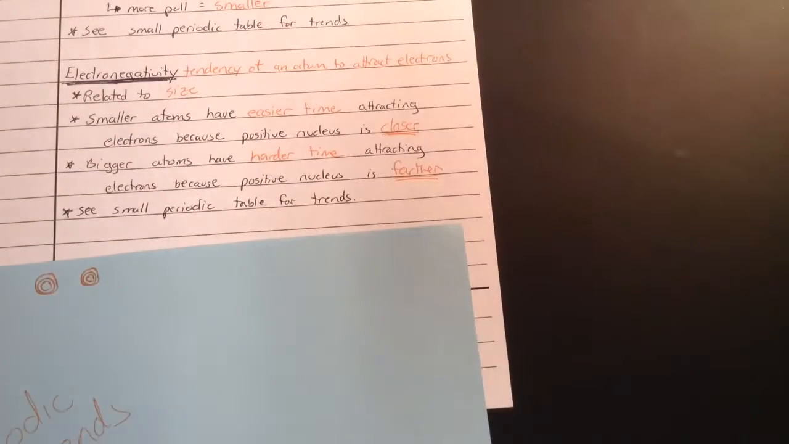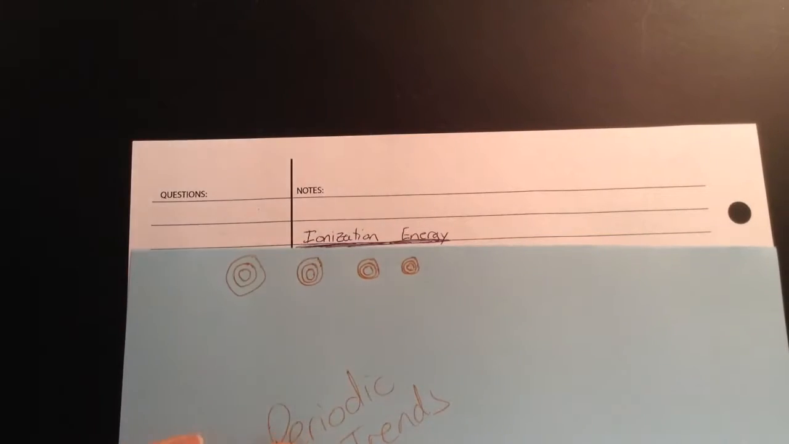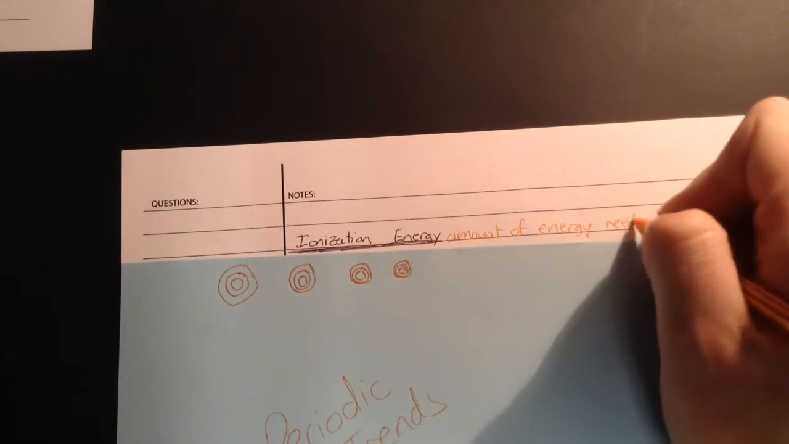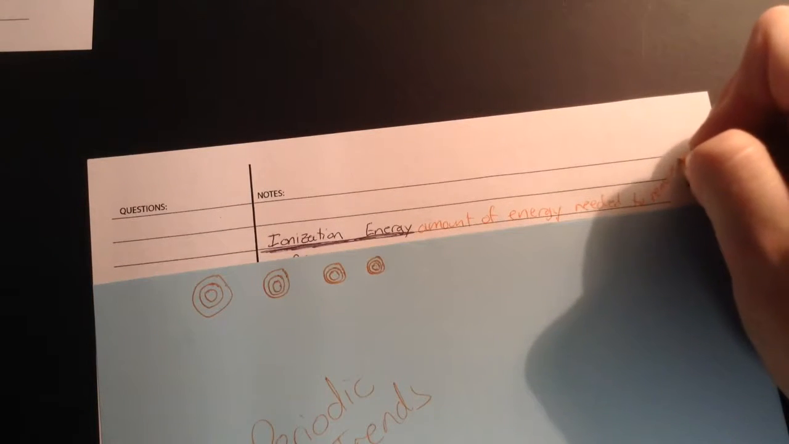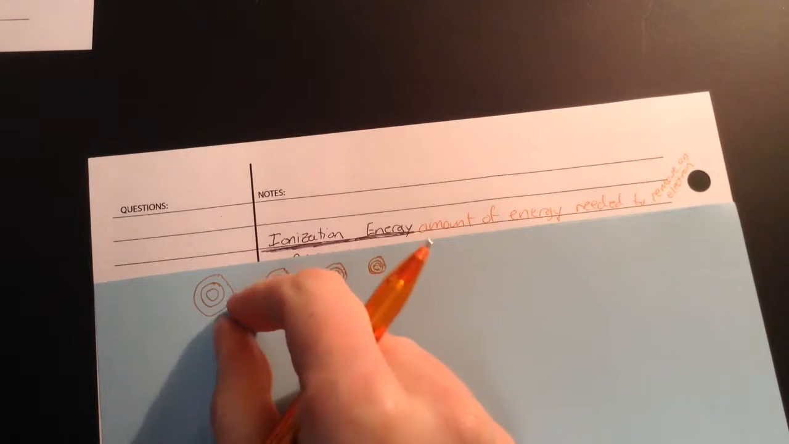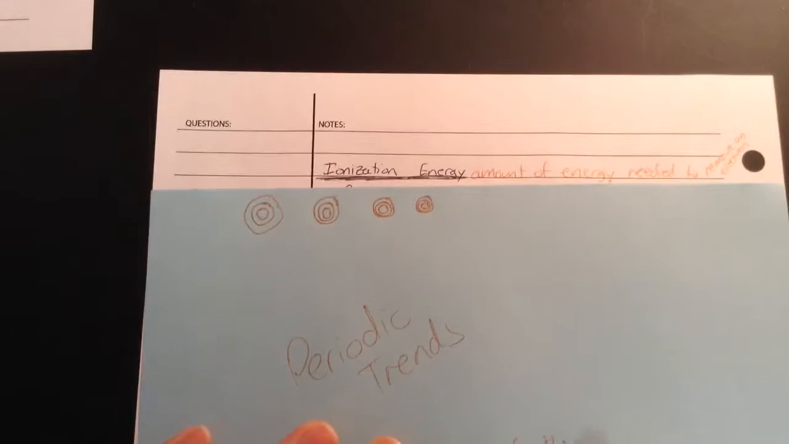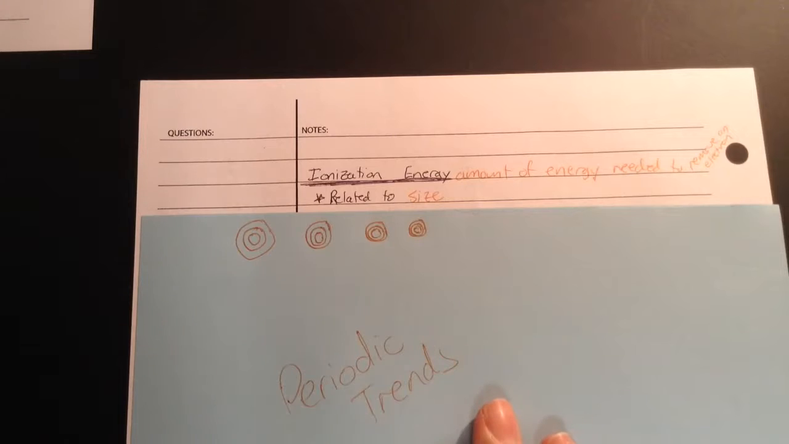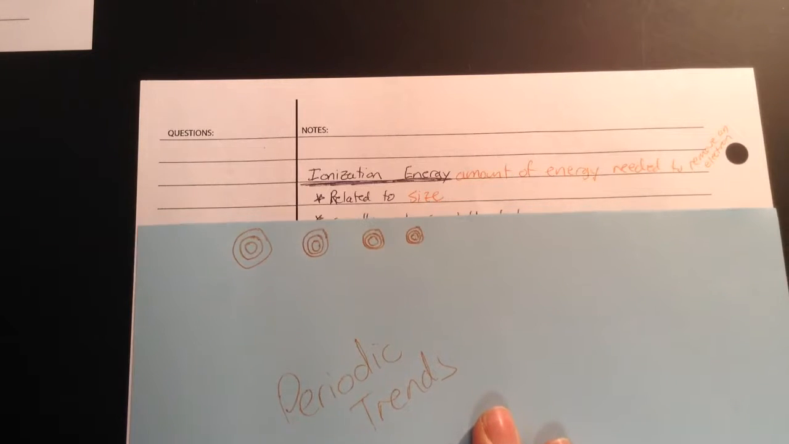Okay, one last periodic trend, and that is ionization energy. And ionization energy is the amount of energy needed to, whoops, I ran out of room, remove an electron. So we've got these atoms here. We're going to just pluck an electron. How hard is it going to be? Now this is also related to the size. Just like electronegativity, it's related to the size.